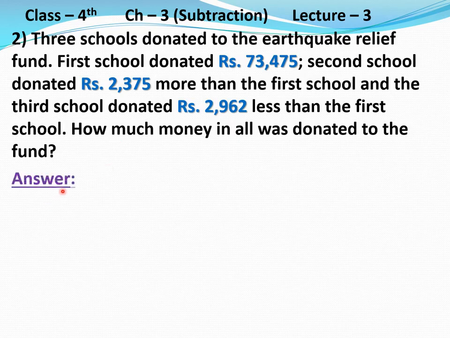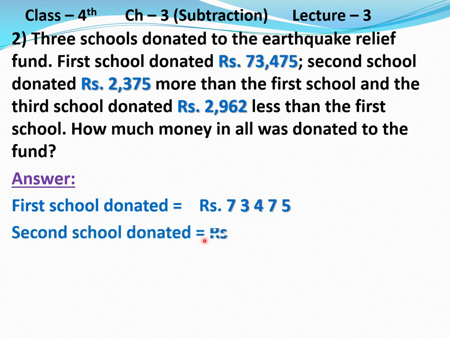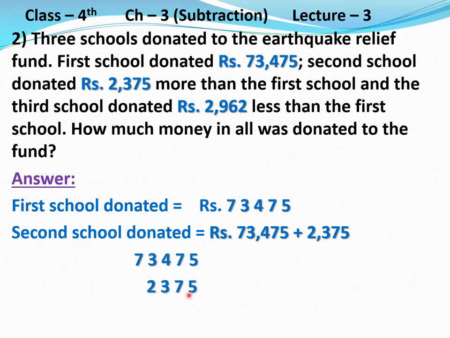So write down answer. First school donated equal to rupees 73,475. Second school donated equal to rupees 73,475 plus 2,375. Why? Because see, it is more than the first school. That's why we will do addition here. So now write down 73,475 plus 2,375. Clear? Now add this. 5 plus 5, 10. Write 0 here and 1 carry.